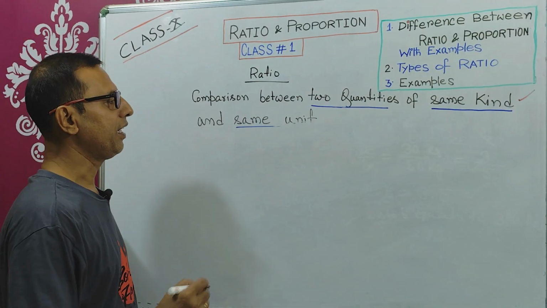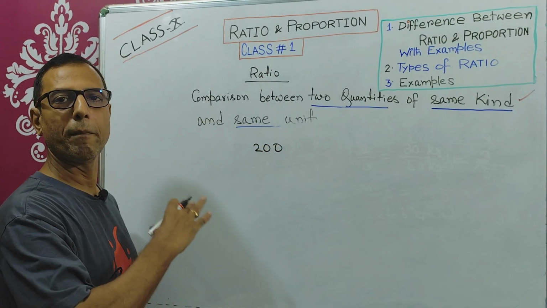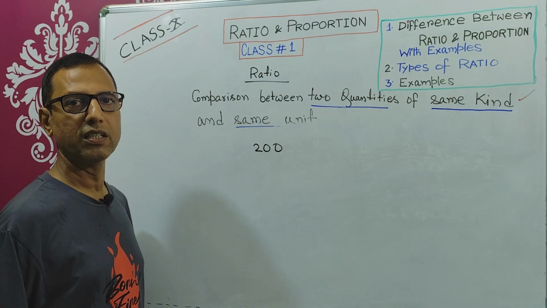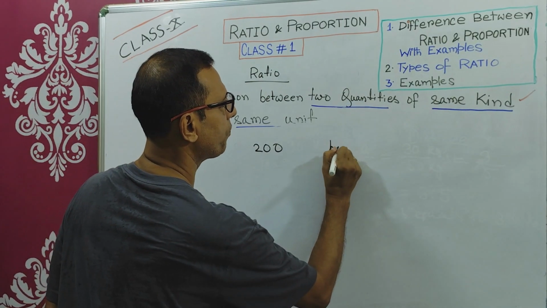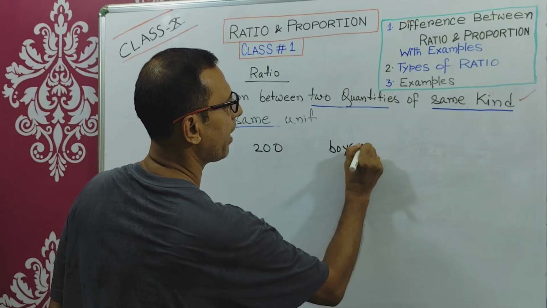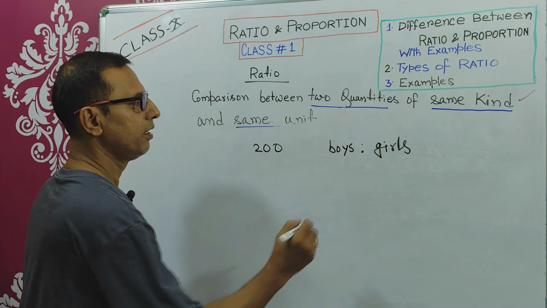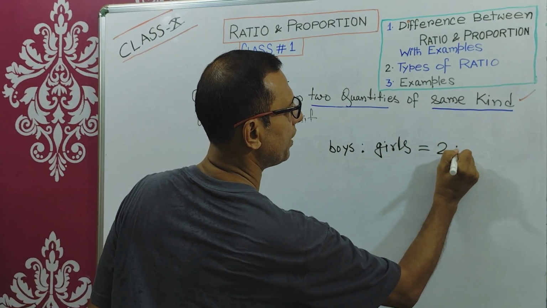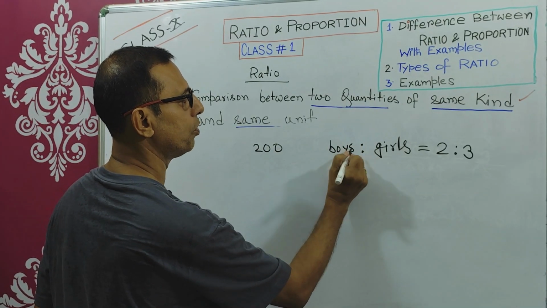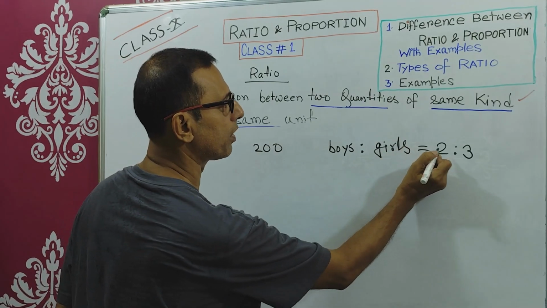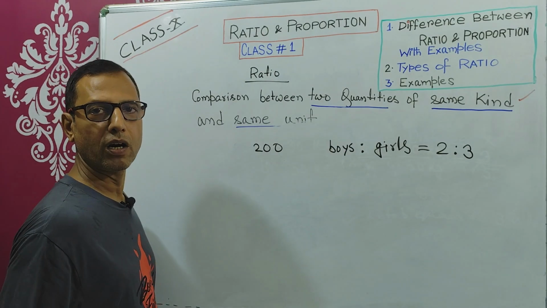Let's say in your class you have a total of 200 students, combining all your sections A, B, C, D. The ratio of boys and girls in the class is 2:3. We say boys is to girls, using this colon, means ratio equals 2:3. Then what is the number of boys, what is the number of girls?